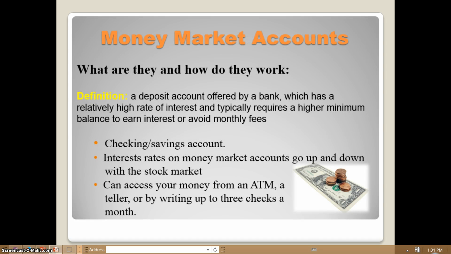Money market accounts, what are they and how do they work? A money market is a deposit account offered by a bank which has a relatively high rate of interest and typically requires a higher minimum balance to earn interest or avoid monthly fees. It works just like a checking or savings account. The interest rates on money market accounts go up and down with the stock market. You can access your money from an ATM or a teller, or by writing up to 3 checks a month. This does have a little bit more restriction as far as accessibility, so it's not as liquid as an interest-bearing checking account.